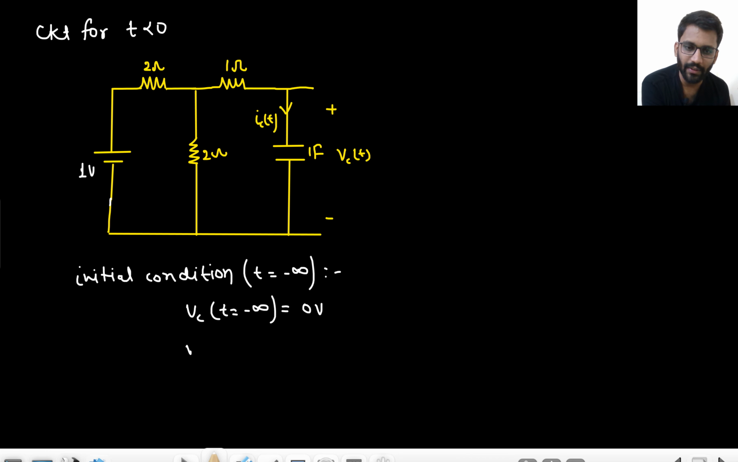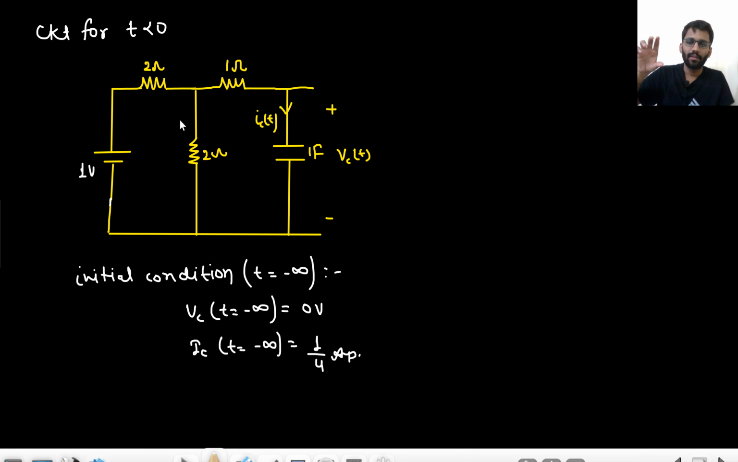What will be the Ic value at t equals to minus infinity? So this circuit will be shorted and we have to find the value. I guess it will be 0.5 by 2. It will be 1 by 4 ampere. How did I find it so quickly?